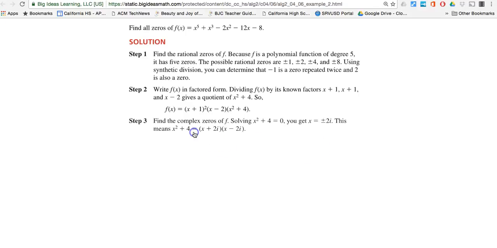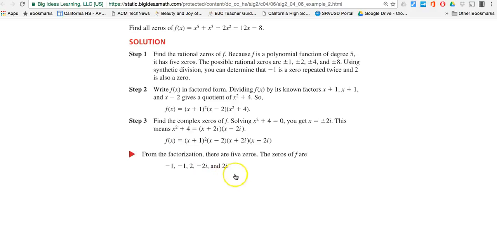All right, so as we click through, we find that plus or minus 2i. So what that means is that our factored out polynomial looks like this: (x plus 1) squared times (x minus 2) times (x plus 2i) times (x minus 2i). And all 5 of our zeros, like we said, -1, -1, 2, -2i, and positive 2i.